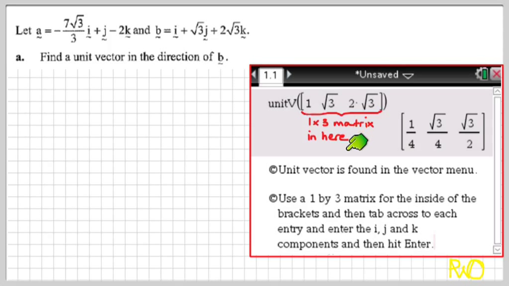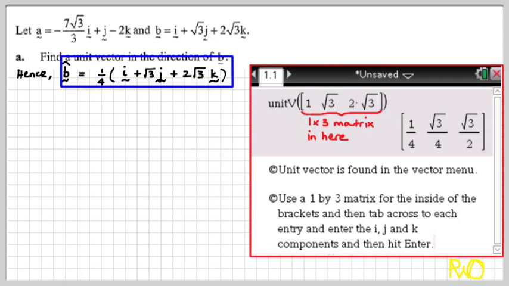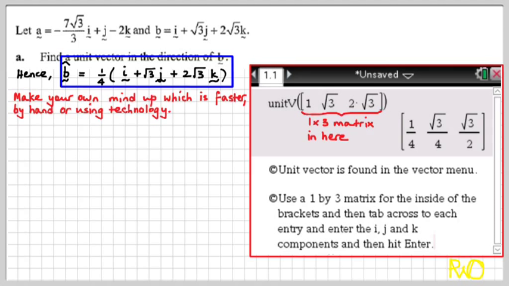I've just given you a couple of comments here to help you. Your unit vector is found in the vector menu. Use a 1 by 3 matrix for inside those brackets. Then tab across to each entry and enter the IJK coefficients, hit enter, and Bob's your uncle, you get that. So my answer is B hat is 1/4 of I plus root 3 J plus 2 root 3 K. Now, you're going to have to make up your mind which is faster, by hand or using the technology, and it'll probably depend on how fried your brain is in the exam by the time you get to a question like this.